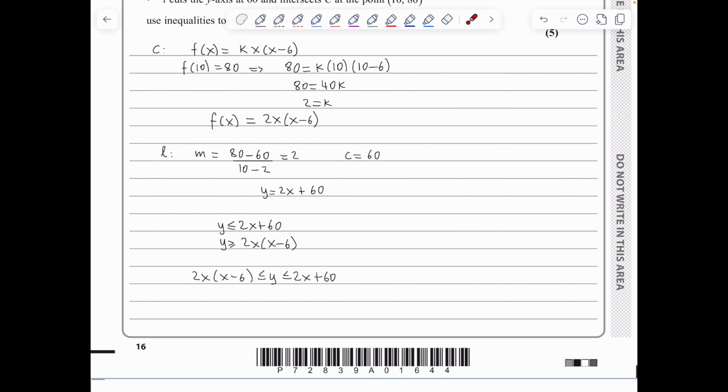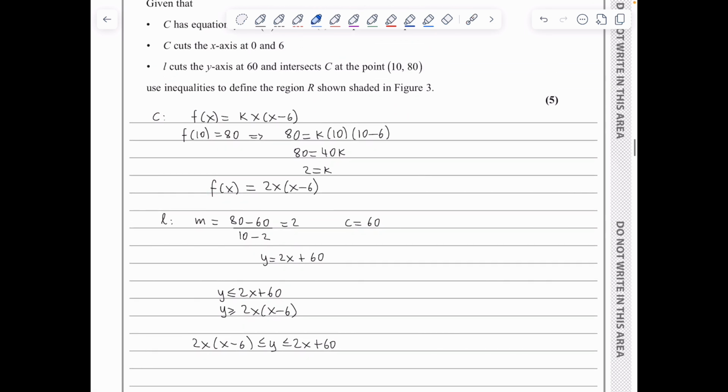Now, if you decide to go with strict inequalities, that's okay, but you need to be consistent. So you'll have y less than 2x plus 60 and y greater than 2x(x minus 6), and that will be perfectly fine. Now, for determining the equation of C, there is another way you can do this.